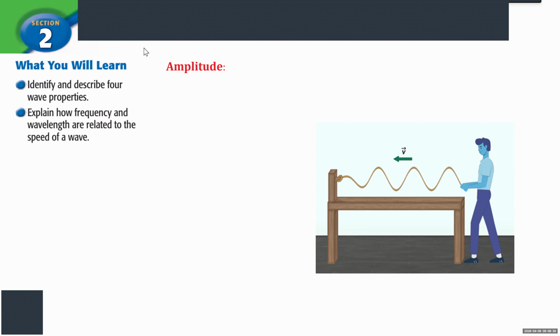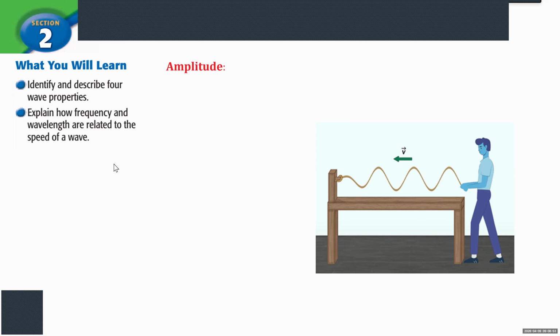In section 2, we have properties of the wave. First one, identify and describe four wave properties. The four wave properties are amplitude, wavelength, frequency, and wave speed. In the second one, explain how frequency and wavelength are related to the speed of a wave.